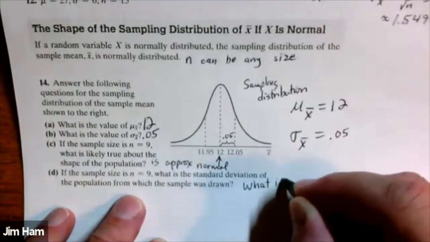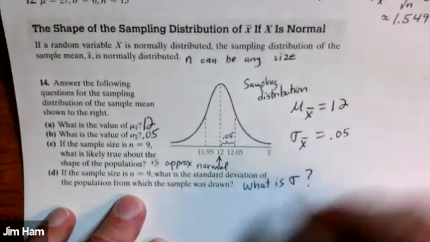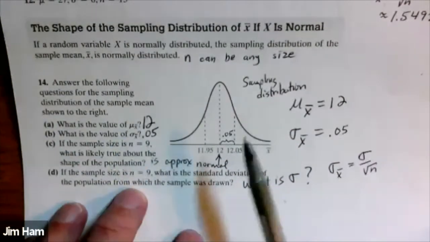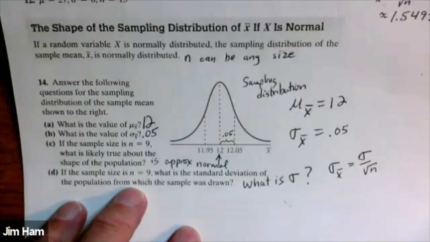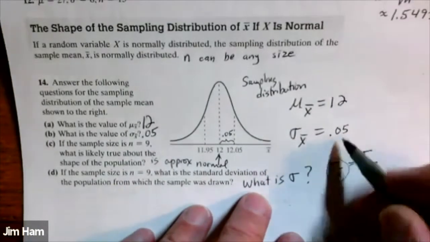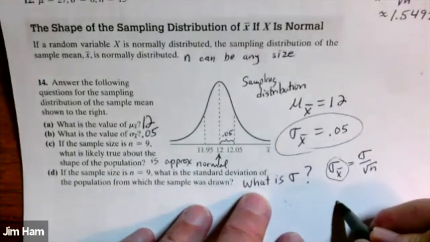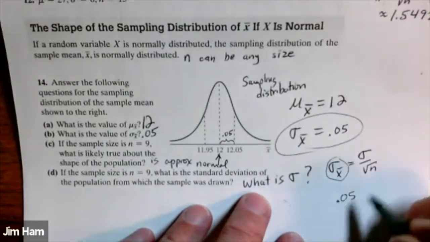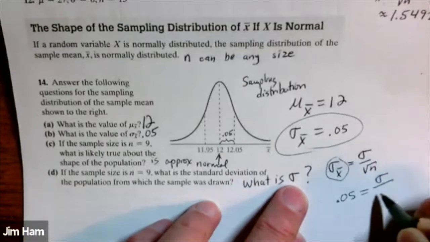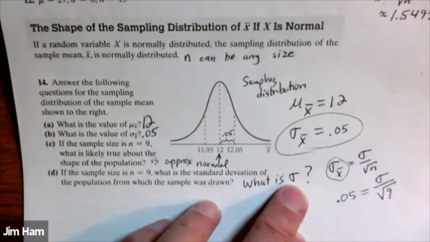Well, we have this formula. Since the original population was probably normal, then we do know this number right here to be 0.05. So they're asking a question about the population distribution, and they give us the sample size of 9. So you can deduce the population standard deviation.